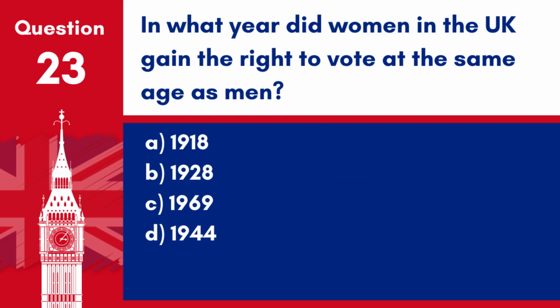Question 23. In what year did women in the UK gain the right to vote at the same age as men? A. 1918. B. 1928. C. 1969. D. 1944. Answer: B. 1928. Women in the UK gained the right to vote on the same terms as men in 1928, following the Representation of the People Act 1928.